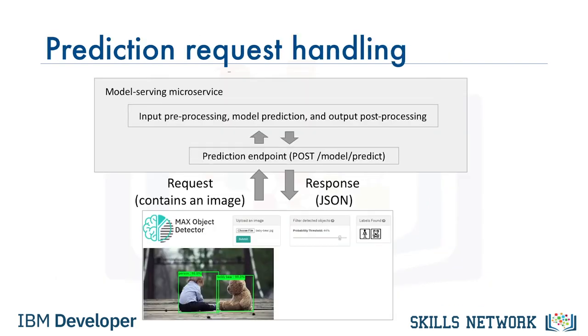Let's take a closer look at what happens when an application invokes the prediction endpoint. In this example, a user has selected an image in a web application. The prediction endpoint is invoked, and the image is uploaded. The microservice prepares the input image for processing, runs the deep learning model that identifies objects in the image, generates a response using the prediction results, and returns the result to the application. The application renders the results by drawing bounding boxes and labels.